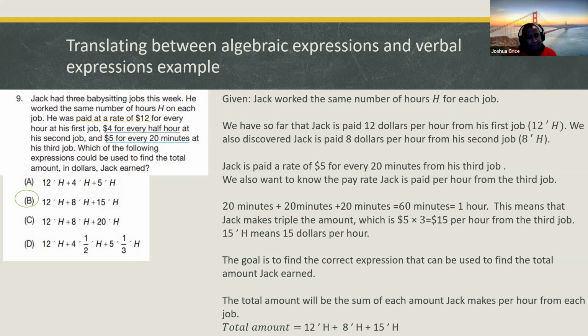So the goal is to find the correct expression that can be used to find the total amount he earned. The total amount is going to be the sum of how much he makes per hour from each job. And this is how we get total amount equal to 12'H plus 8'H plus 15'H. And this leads us to answer choice B.